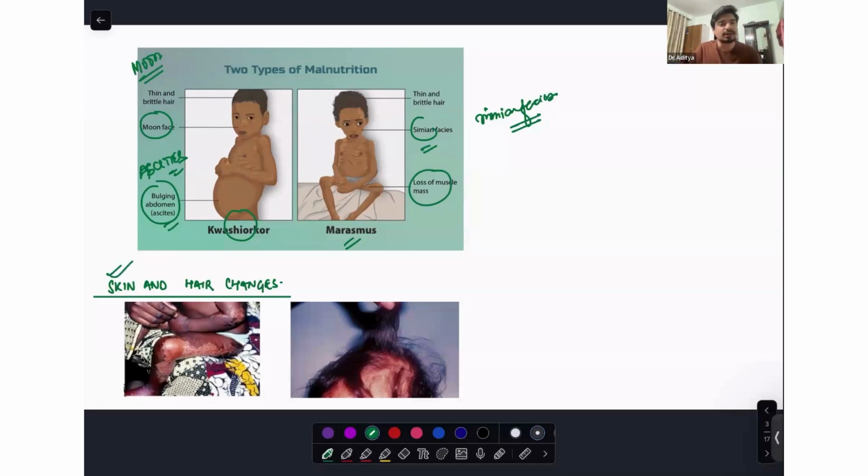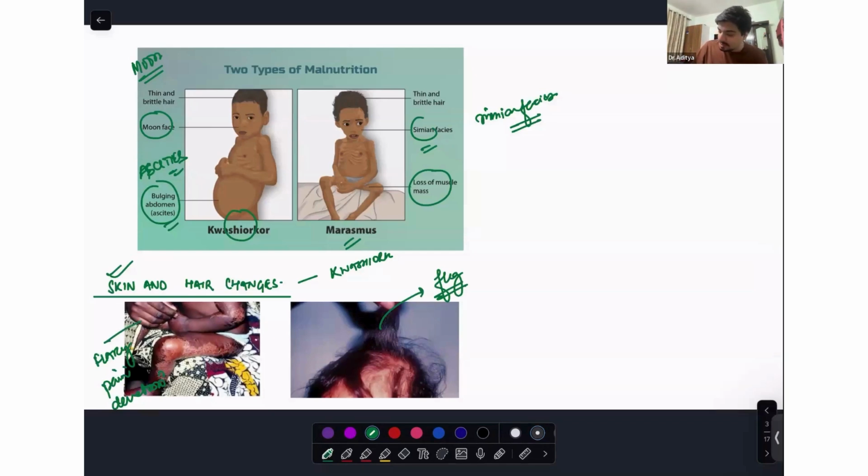As far as skin and hair changes are concerned, visceral protein, your enzymes, are required for giving you color to the hair. Your enzymes are required for maintaining skin integrity. That's why these skin and hair changes will be seen where? They will be seen in Kwashiorkor. As far as hair is concerned, you'll see what is called a flag sign. And in case of skin, you will see flaky paint dermatosis.